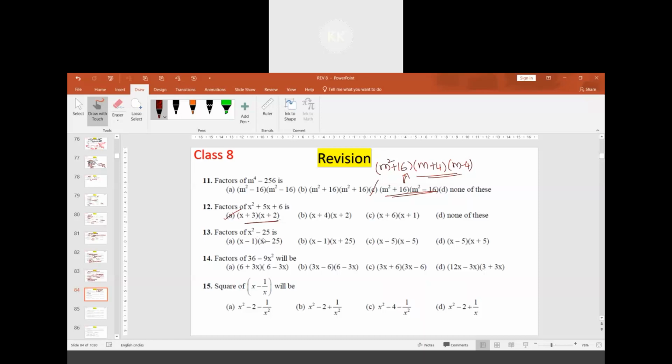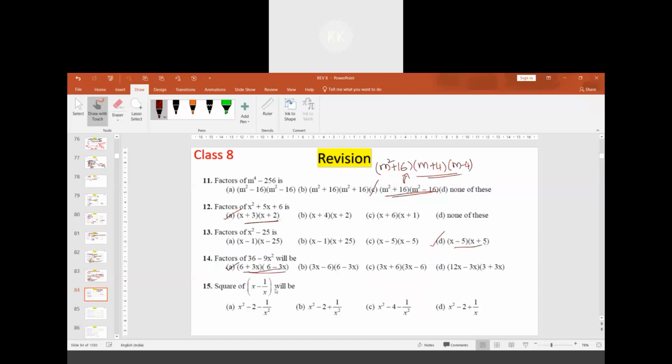Yes, sir. x square minus 5 square. Option D. Because x plus 5 into x minus 5. This one is Option A, also simple. 6 plus 3x, 6 minus 3x. Option A.